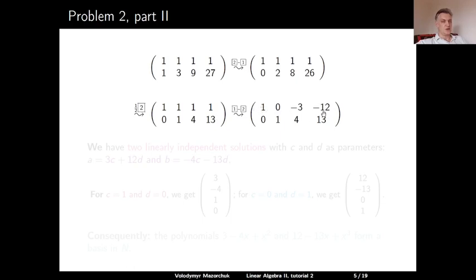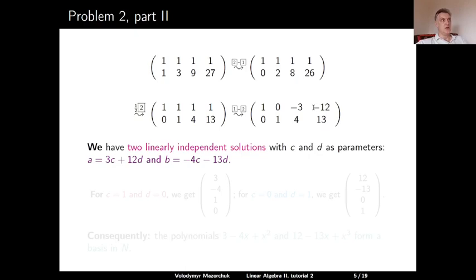So we have 2 linearly independent rows in this row echelon form and 4 unknowns. So this means that we will have 2 linearly independent solutions where we can take the unknowns which do not correspond to the leading elements as parameters. So the unknowns which do not correspond to the leading elements are C and D. So we take C and D as parameters, and from the first row we can write that A is equal to 3C plus 12D, and from the second row B is equal to minus 4C minus 13D.